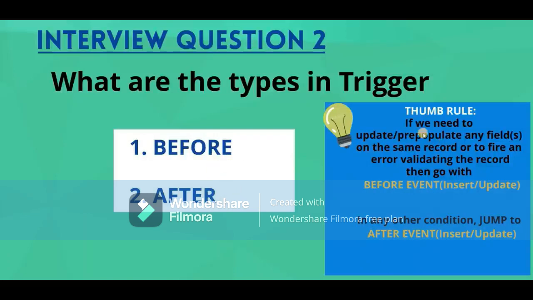Whenever a requirement is given, if the requirement is either to pre-populate any field on the same record or to fire an error validating the record, then go with before events, whether it is before insert or before update. In any other scenario, except these two, you need to jump to after insert or after update events. Please do remember this thumb rule so that most of your scenarios can be answered easily.